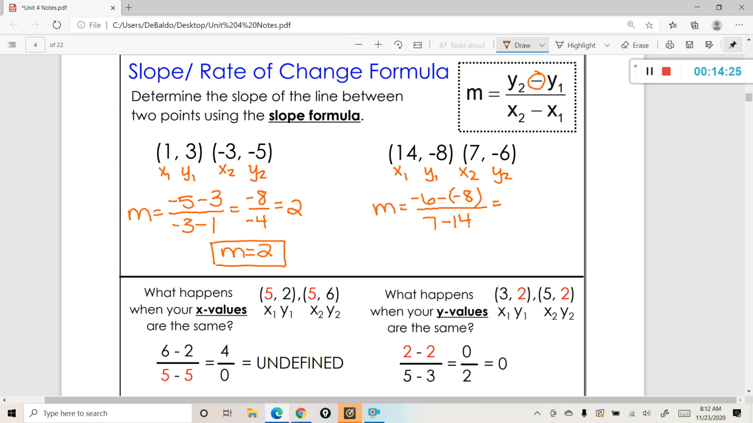And as these numbers get a little bit bigger, you're more than welcome to use your calculator. But the numerator here will be negative 6 minus negative 8. That's really adding 8, right? So that's going to give us positive 2 in the numerator. 7 minus 14 is going to give us negative 7. And notice the 2 over negative 7 cannot be simplified. This is actually already simplified. So my slope will just end up being negative 2/7. And you're done.